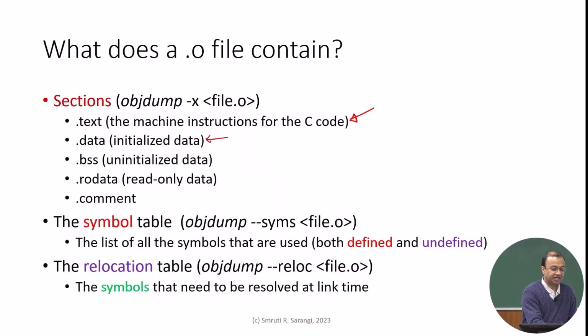Then you have your initialized data, which are your constants and global variables and static variables, ones that are initialized. You could have uninitialized global variables as well. That is your .bss section. Then you could have constants which are not in variables, but things like pi and other things that you have defined.